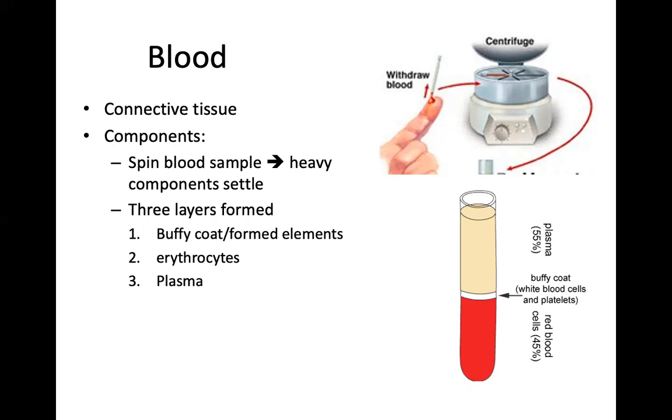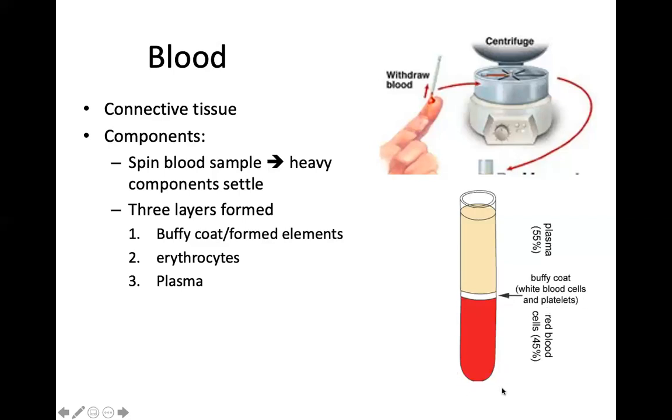So after you spin a blood sample, you form 3 layers. The top layer of the blood, which is about 55% of the blood, is referred to as plasma. And this layer is mostly water. And basically that's what makes your blood watery or fluid. You have a layer that is typically less than 1% called the buffy coat. And the buffy coat is made up of your white blood cells and platelets.